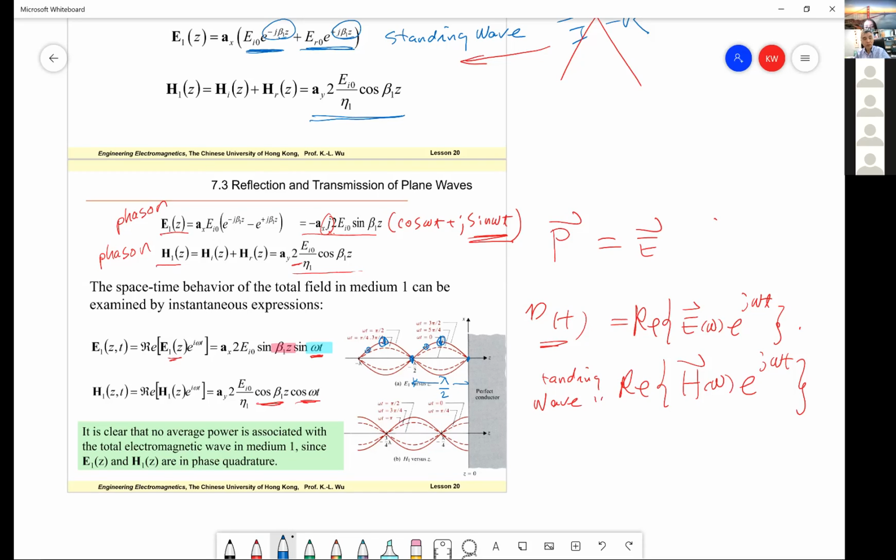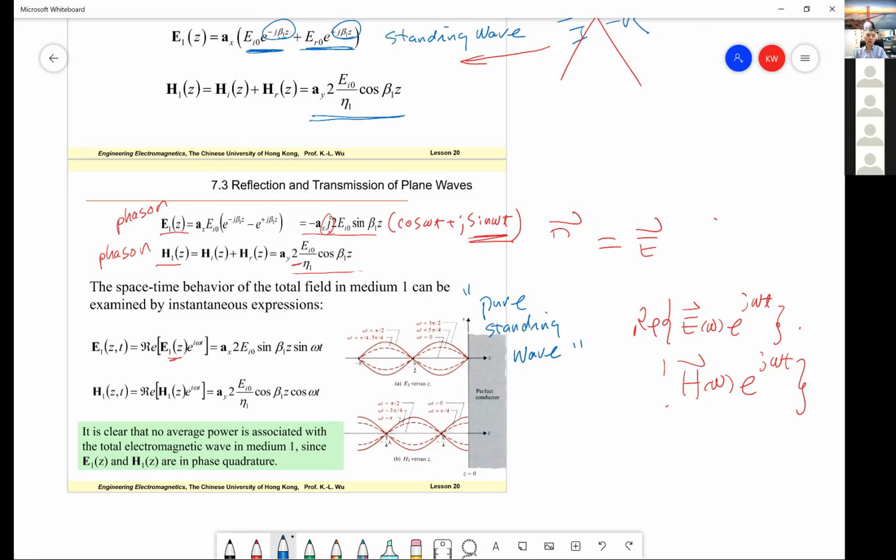Once the electromagnetic wave hits a conducting wall, I emphasize, perpendicularly, we hit the conducting wall perpendicularly. We can form a pure standing wave. Why is it a pure standing wave? Later on, you will appreciate.